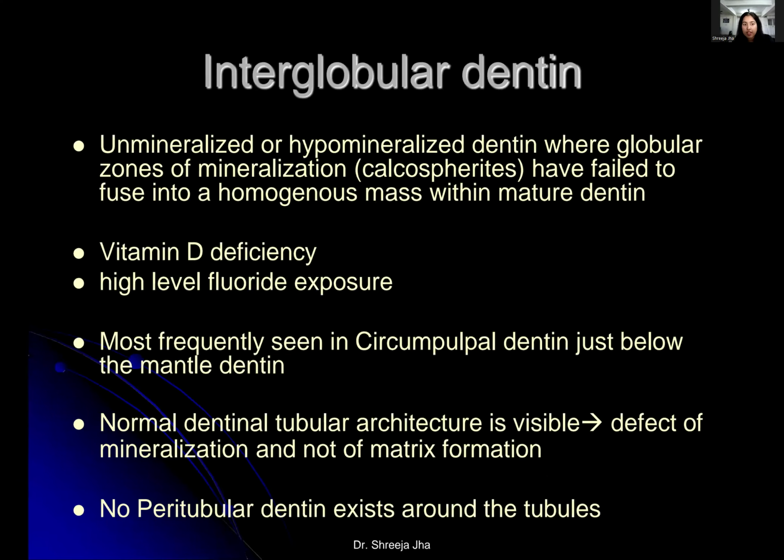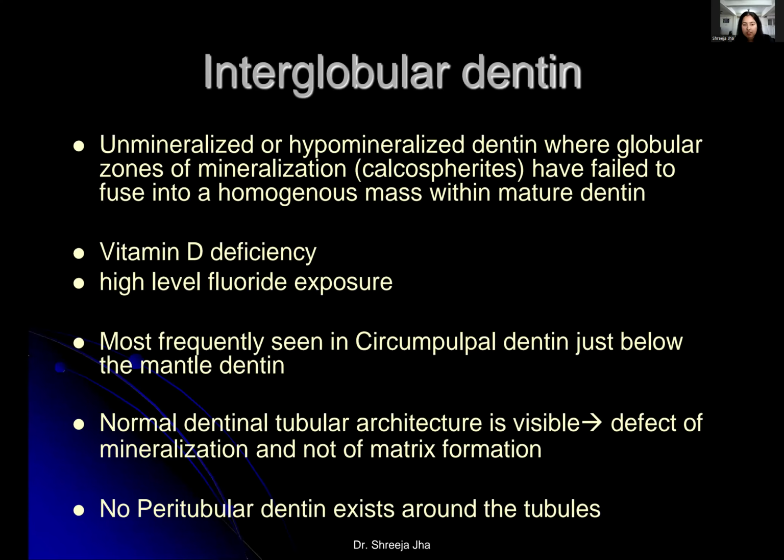What is interglobular dentine? It is unmineralized or hypomineralized dentine where globular zones of mineralization have failed to fuse into a homogeneous mass within mature dentine. So they are the failed fusing masses. Why? Because of vitamin D deficiency and high-level fluoride exposure. It is seen most frequently in the circumpulpal dentine, just below the mantle dentine.